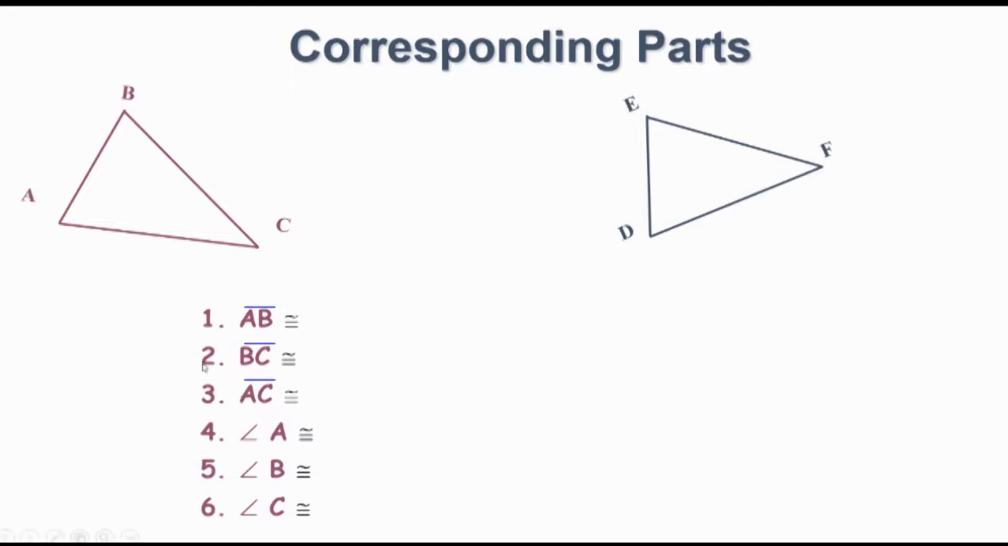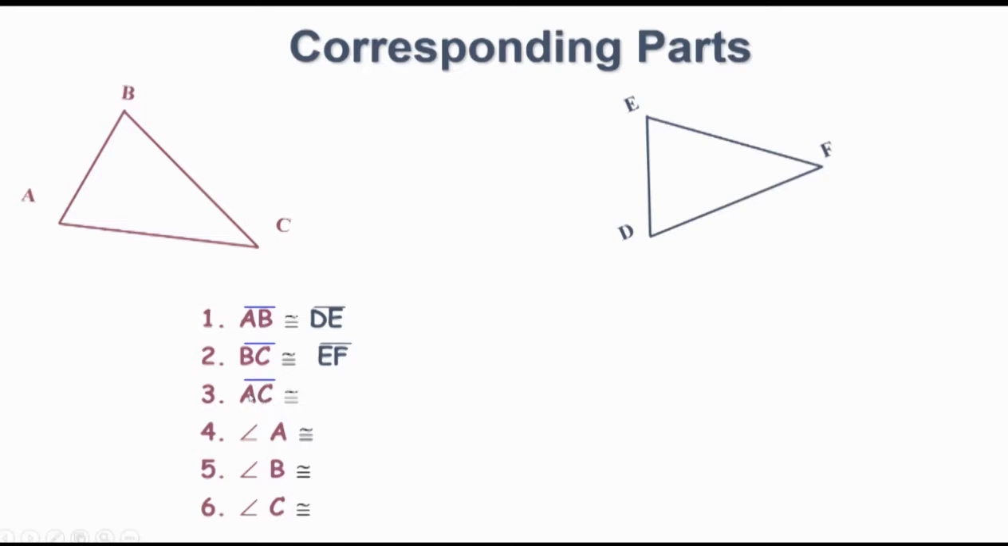Now looking at this question, we have question 1, side AB. As you can see, this is side AB. So which side in the other triangle is corresponding and is congruent to that side? We can assume it will be side DE. The next is side BC. This is BC. Now, which side of the other triangle is corresponding to this side? Side BC, that will be side EF.